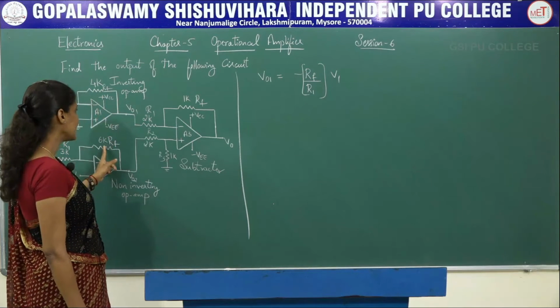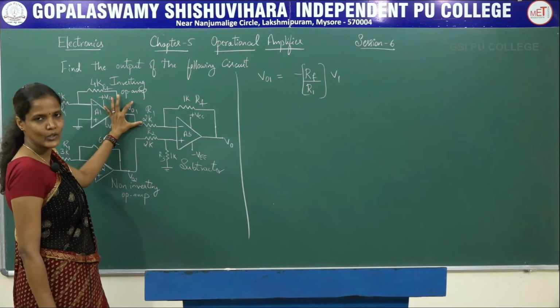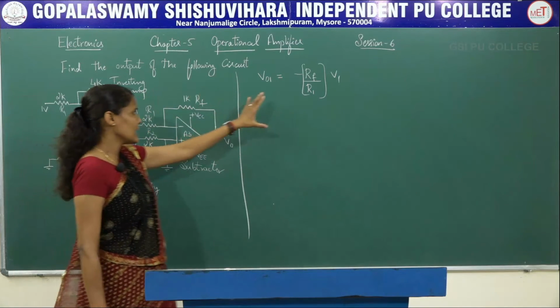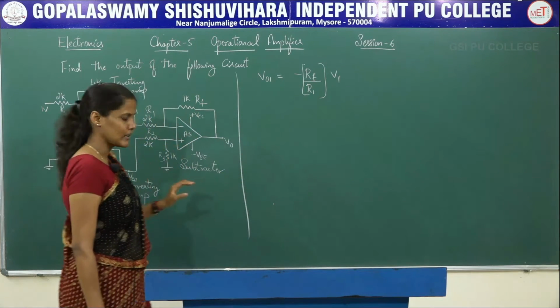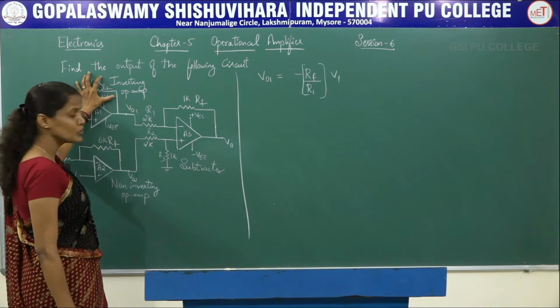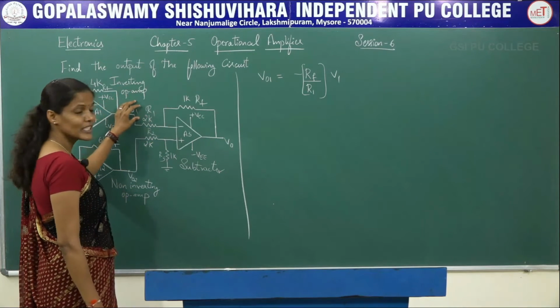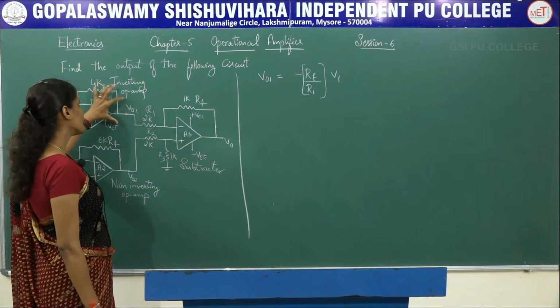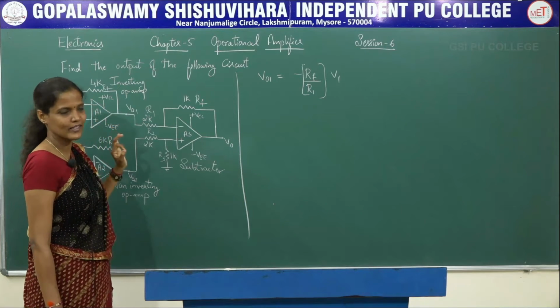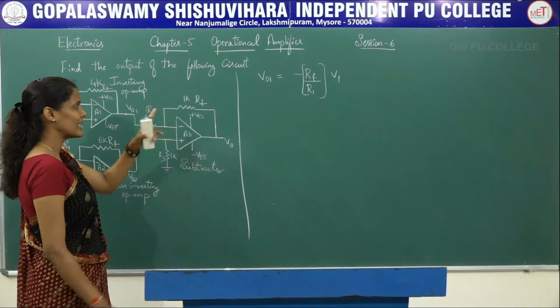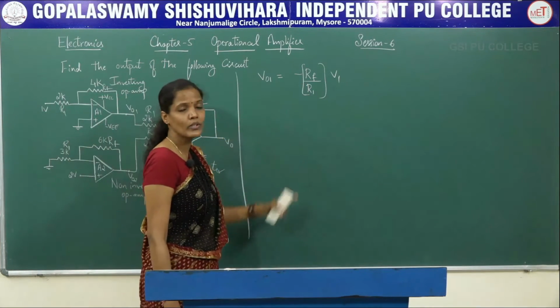When I am calculating V01, I am going to use this RF divided by R1. I have to use this RF, not this RF or this RF. So we should consider the resistors related to the output that we are calculating. So V01 equals minus RF divided by R1 of V1.